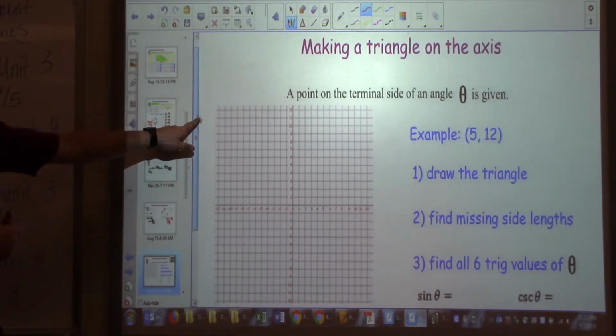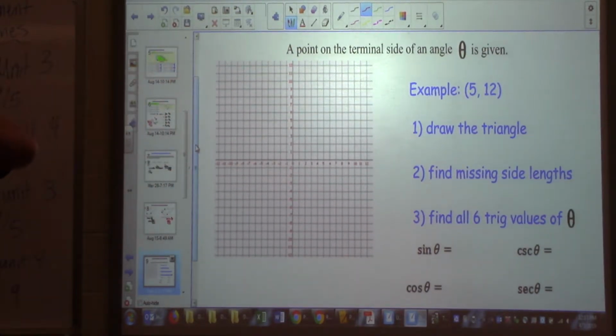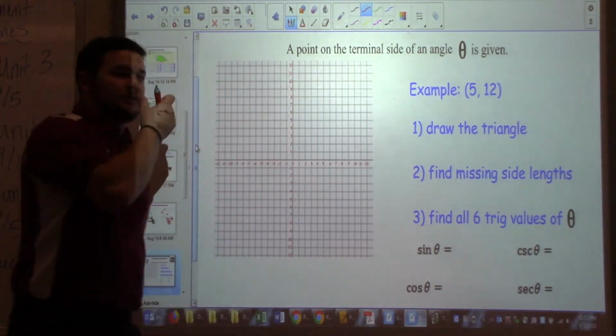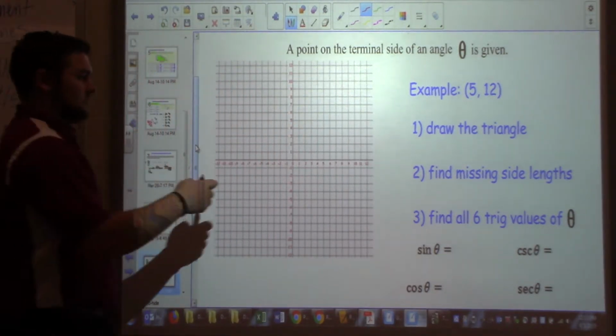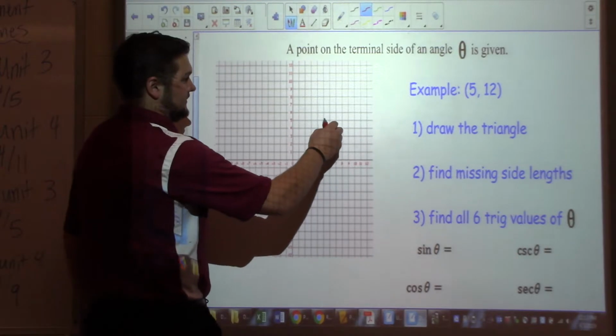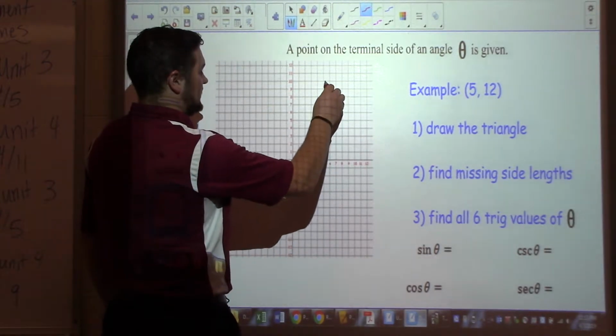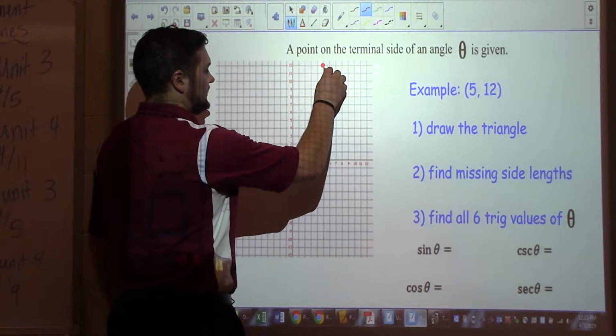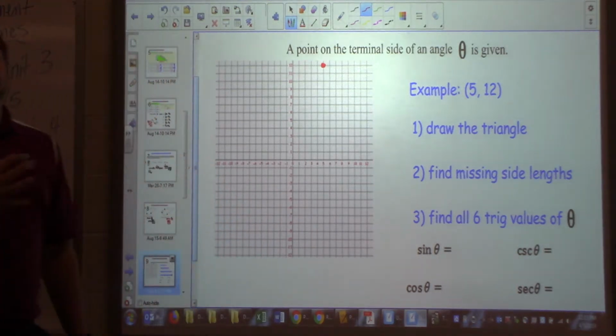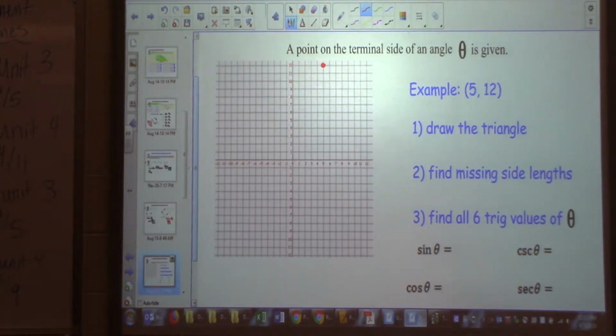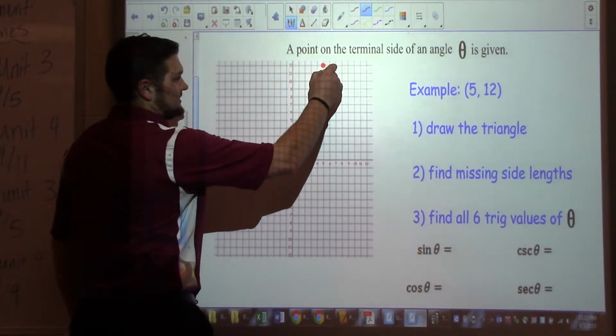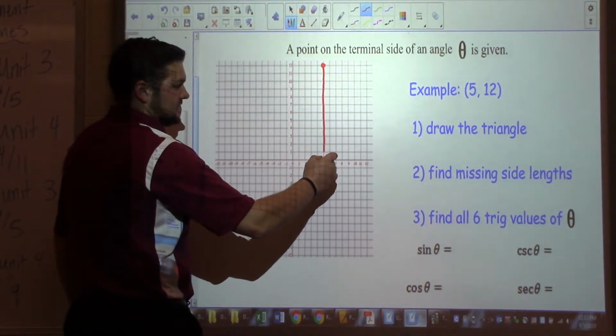Alright, making a triangle on the axis. A lot of people struggle with problems like these. I don't know why, but a lot of people do. So, when we ask you to make a triangle, we're going to give you an example point, like 5, 12. What I want you to do is plot 5, 12 up here. That's the first step. Then we're going to ask you to draw the triangle. Your triangle is going to go straight down to the x-axis. Every single time.